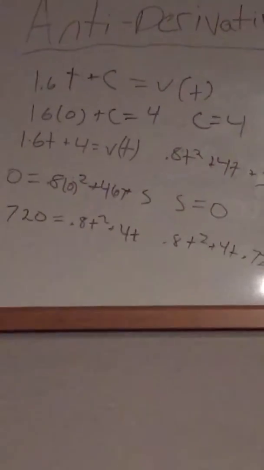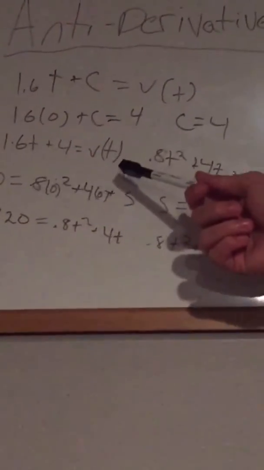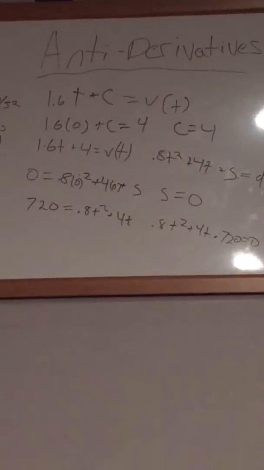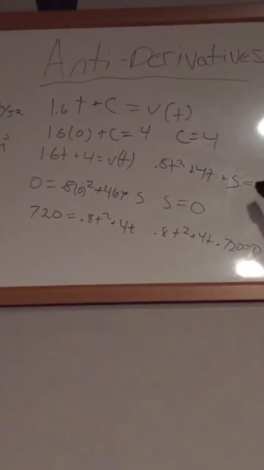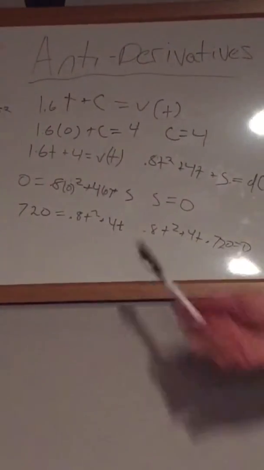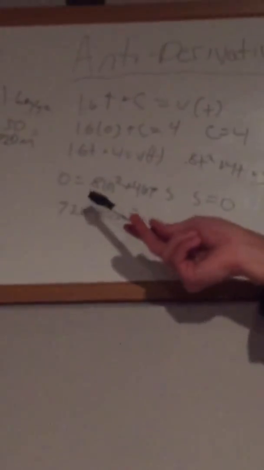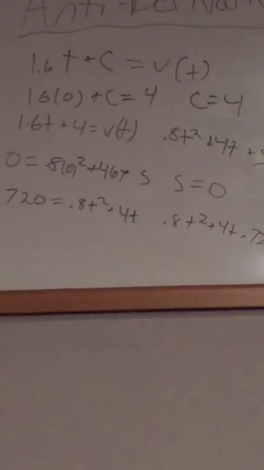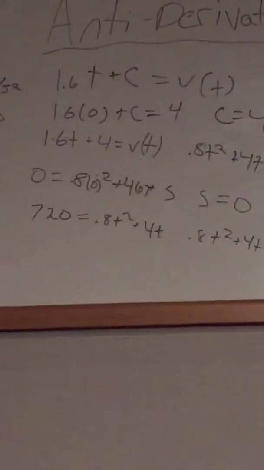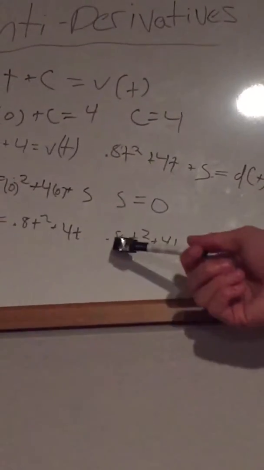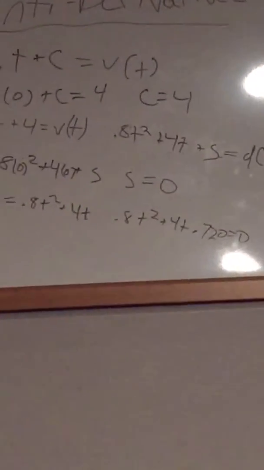Since you're trying to find how long it took, you take the antiderivative of this equation again. So you get 0.8t squared plus 4t plus s equals d of t. Once again you want to solve for s. S is just a different variable than c, but it's the same exact thing. When you plug in 0, you get 0, so s equals 0. Now you know the distance is 720, so you plug in 720 here and subtract it. Then you get 0.8t squared plus 4t minus 720 equals 0.